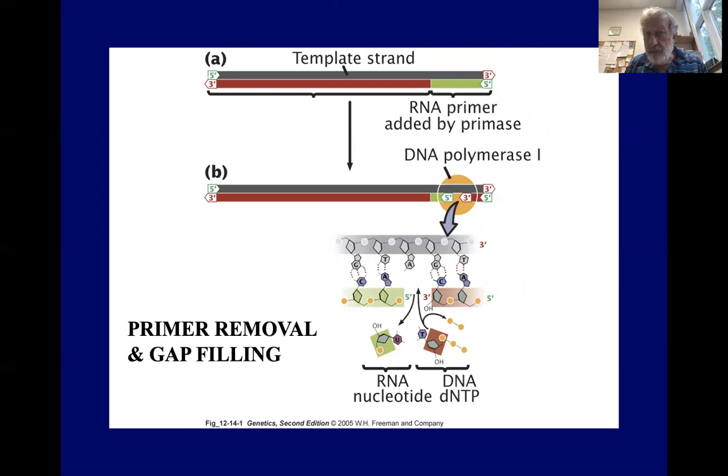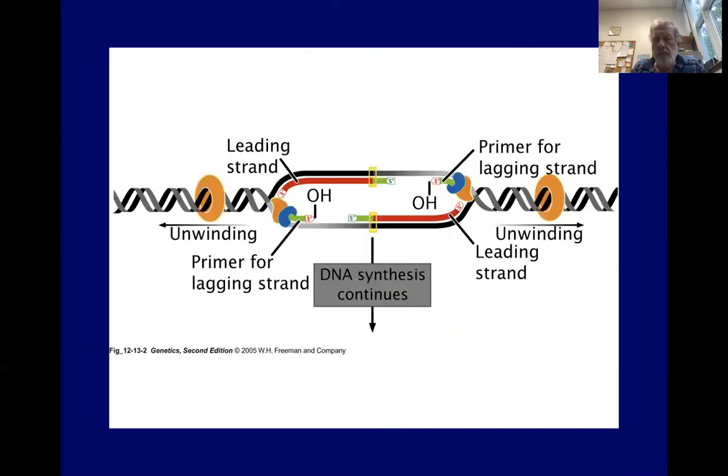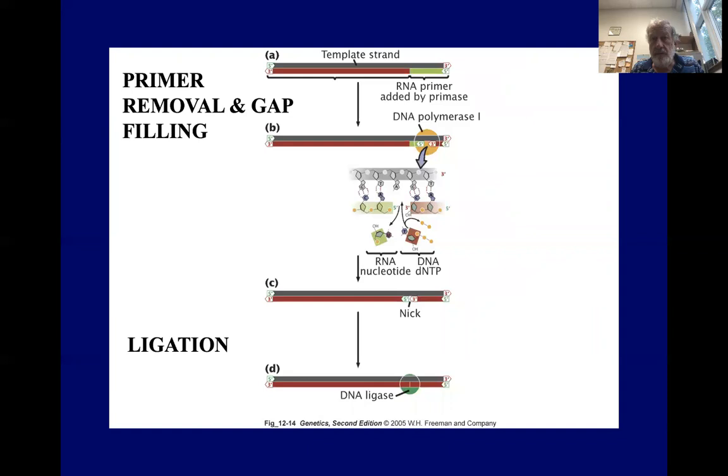And so this shows, again, primer removal and gap filling by DNA polymerase 1. So we have to have that 3' OH for DNA polymerases to add new nucleotides to. And this shows primer removal and gap filling at the top, and then ligation at the bottom.